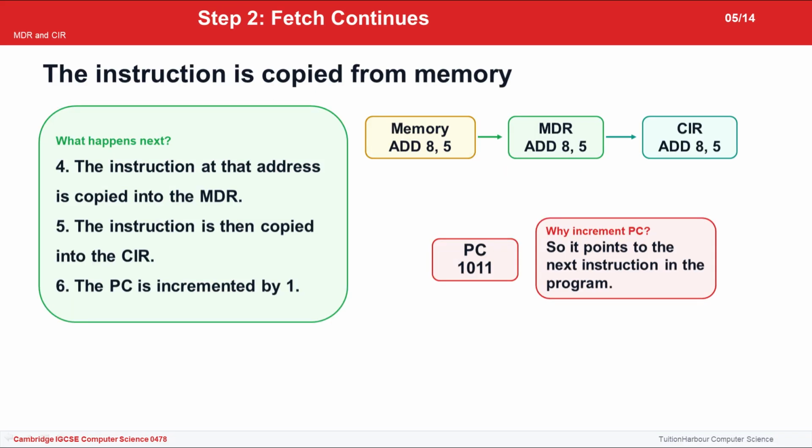Step 2. Fetch continues. Memory finds the instruction stored at the address in the MAR. The instruction is copied from memory into the MDR using the data bus. It is then copied from the MDR into the CIR. The program counter is incremented so it points to the next instruction.